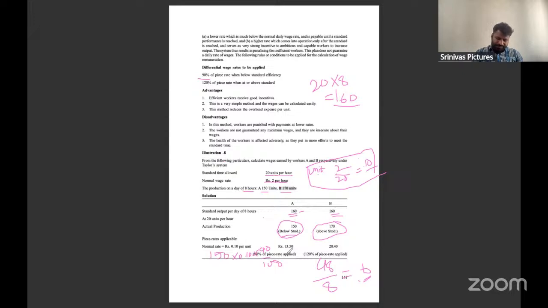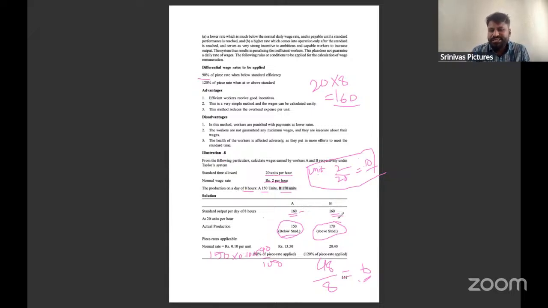For example, 0.10 into 150. Right. So 10 paise 90% means equal to how much? 0.09 paise. 0.09 paise into 150 units. So 13.50 paise is going to be received.